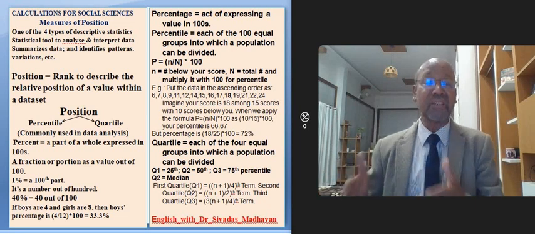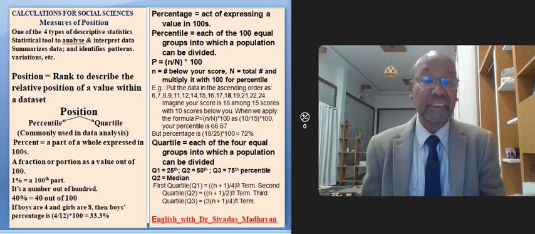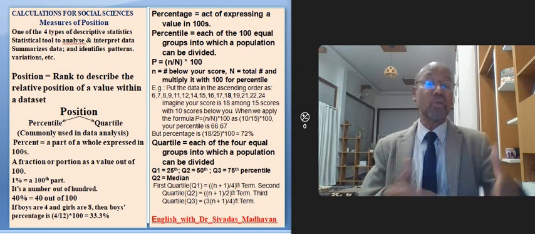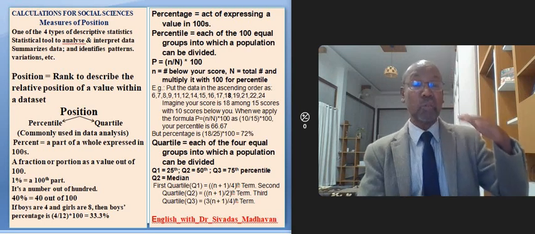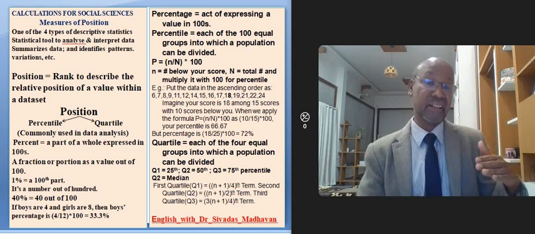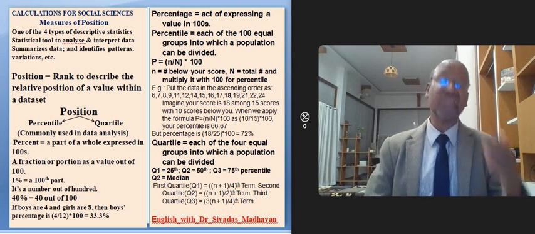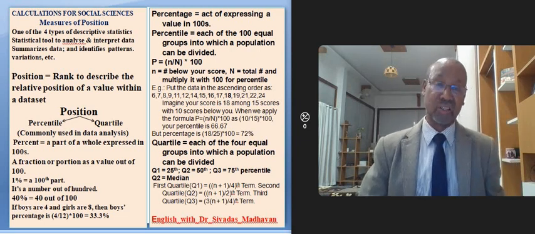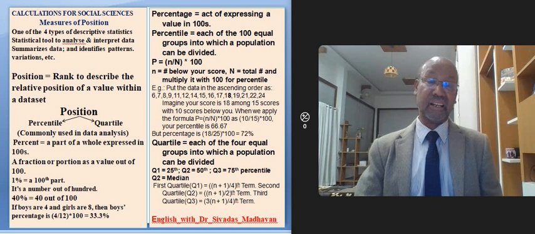Percentage is related to 100. But percentile is also related to 100, but it shows a particular position, a rank, below which a certain percentage of data falls. So that is percentile.